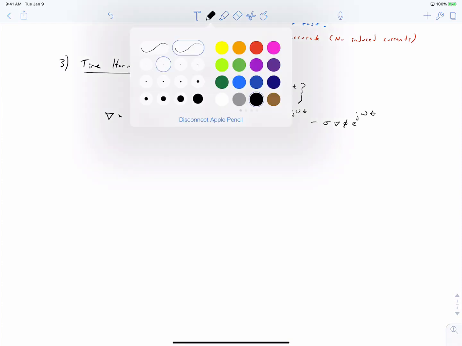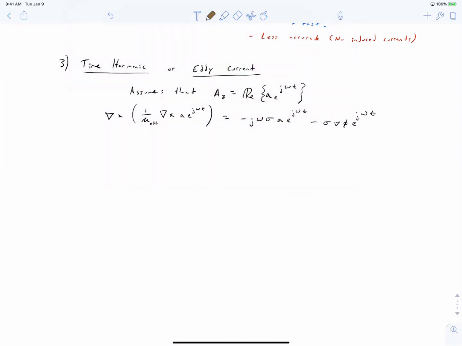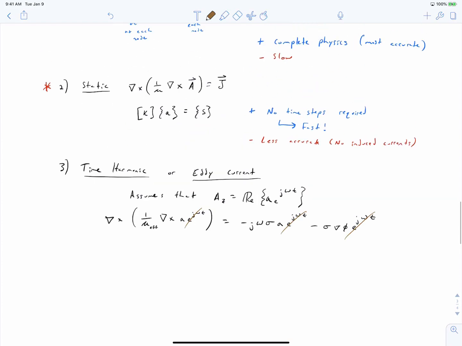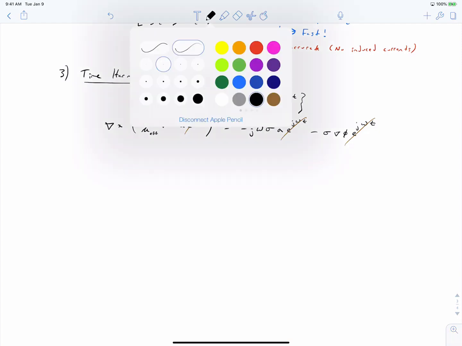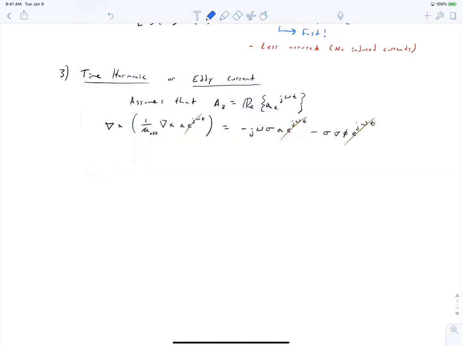If we take this expression and we divide both sides by e to the j omega t, we're left with a formulation that looks quasi-static. It looks like that static solution, the static formulation that we have above. Now, a couple things to note. One, I've replaced mu with mu effective. This is magic. Different FEA tools will take different approaches to this.